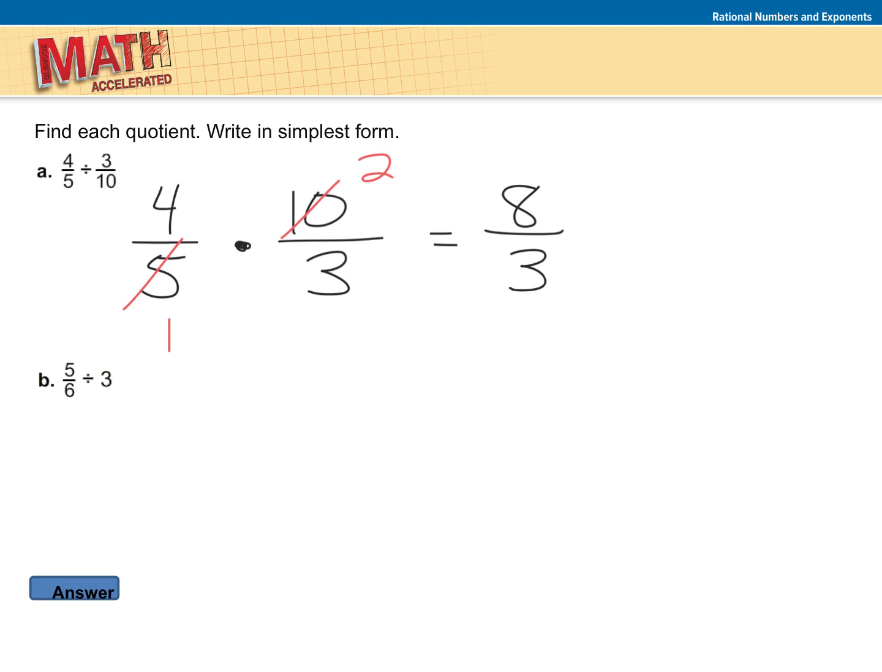Simplify, put it as a mixed number. How many times does 3 go into 8? 2. How many are left over? 2 over 3. Nice job.